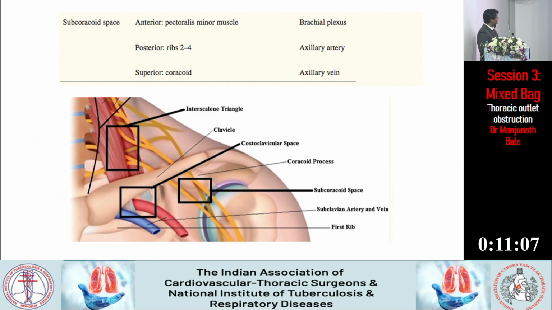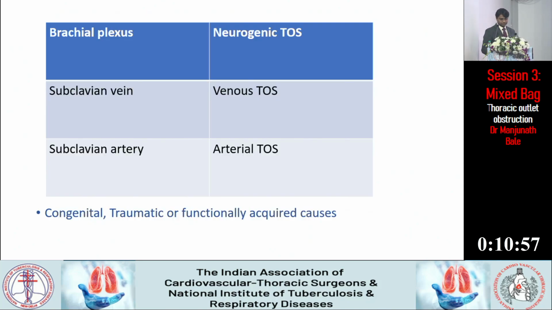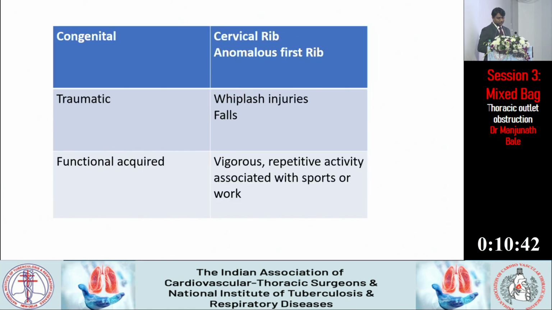The borders are anteriorly the pectoralis minor muscle, which is coming from the coracoid process, then you have posterior ribs 2 to 4, and superiorly the coracoid process. So what happens is, if you have a brachial plexus injury, you will have a neurogenic TOS. If you have a subclavian vein injury, vein involvement, you can have venous TOS, and with subclavian artery, you have arterial TOS. So the causes can be either congenital, traumatic, or functional.